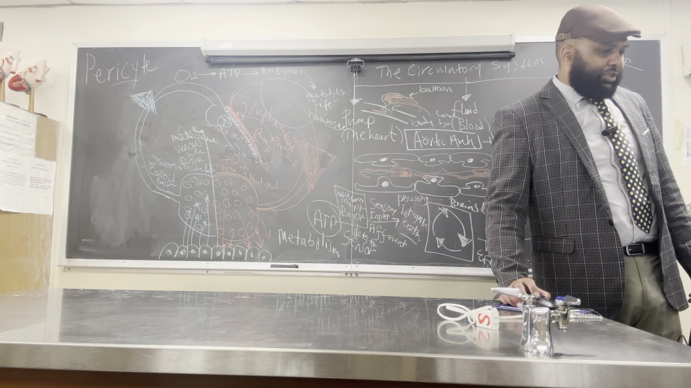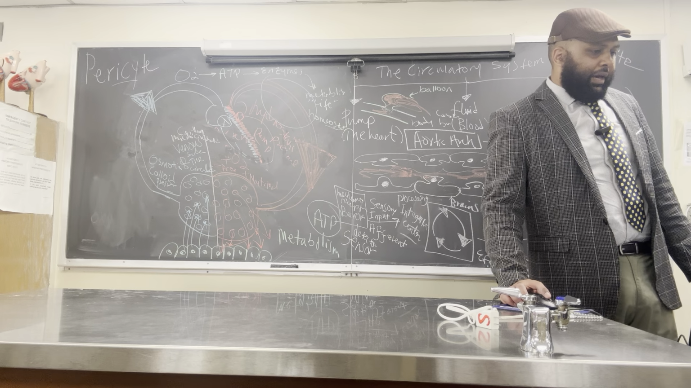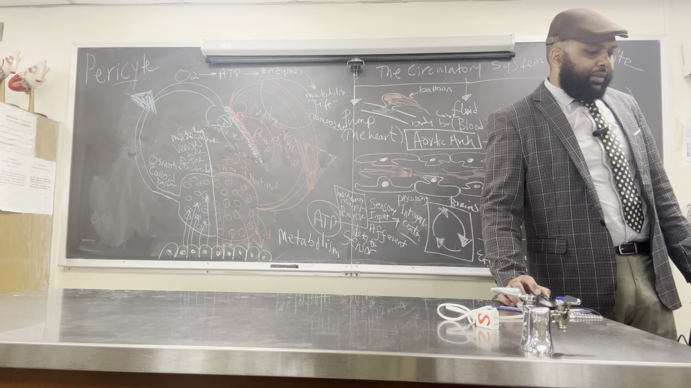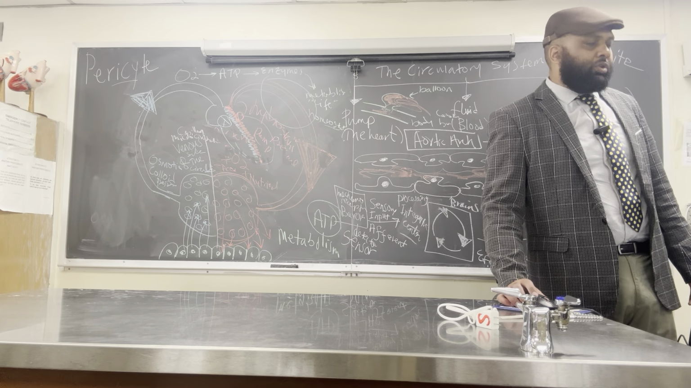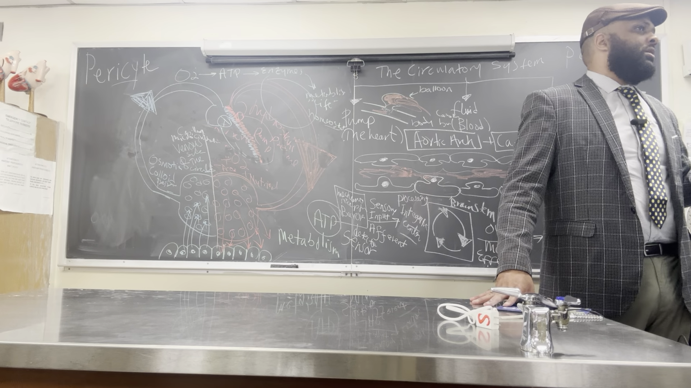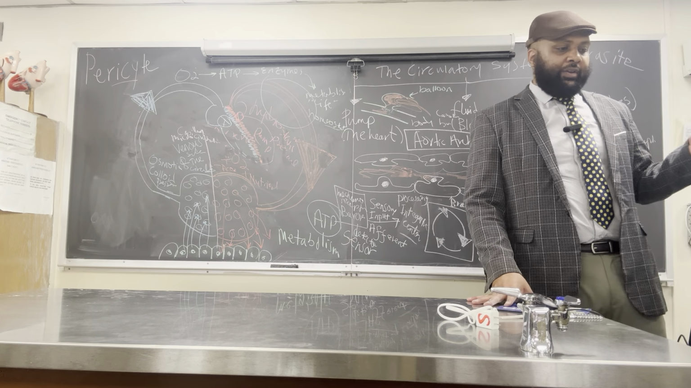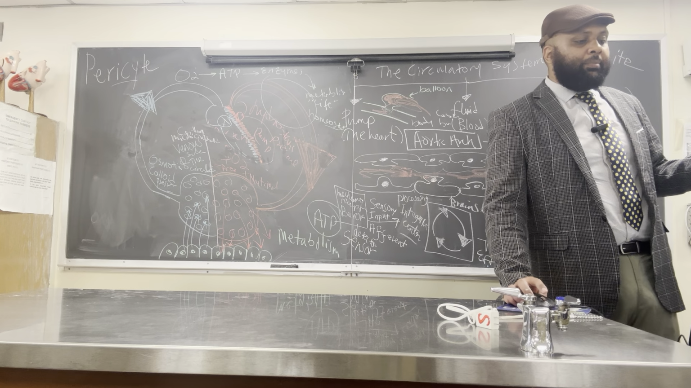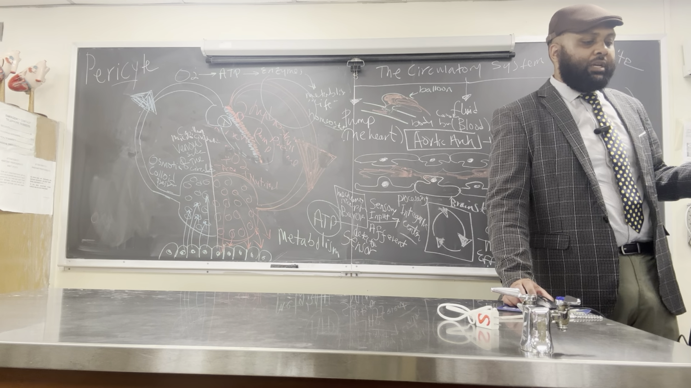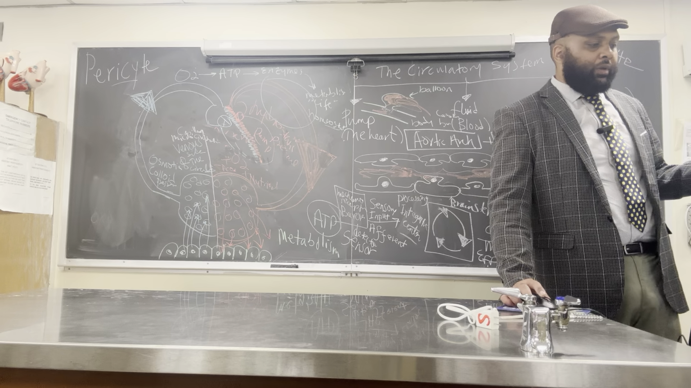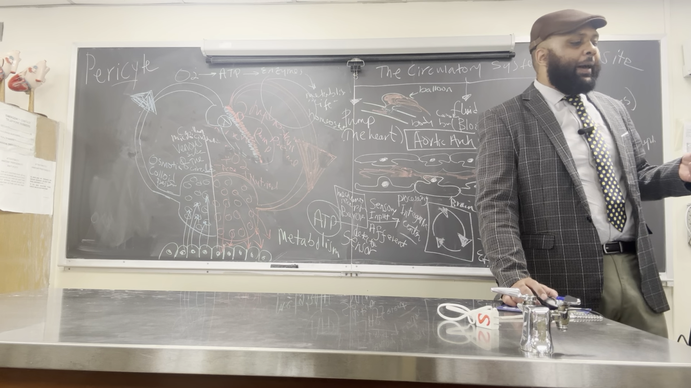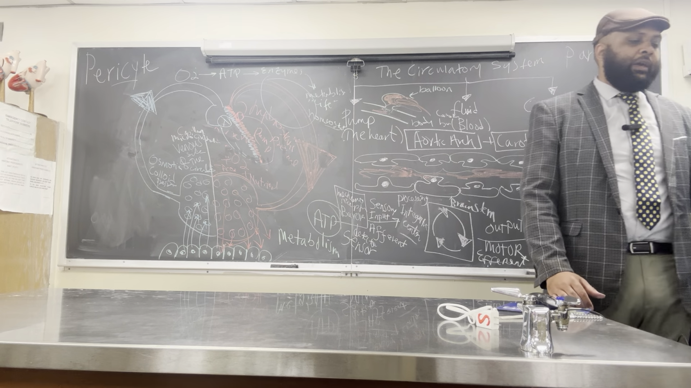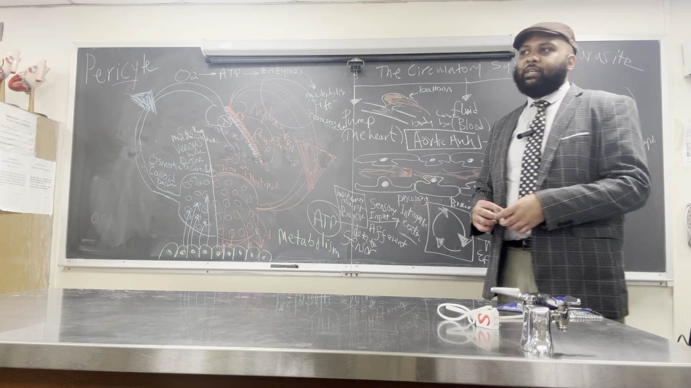Okay, so that shows you. Now, if you examine here, there is no pericyte. So not all capillaries have a pericyte. Some capillaries have pericytes, some don't. Some capillaries have fenestrations, holes, some don't. And some capillaries are very interesting. These are known as the sinusoids.